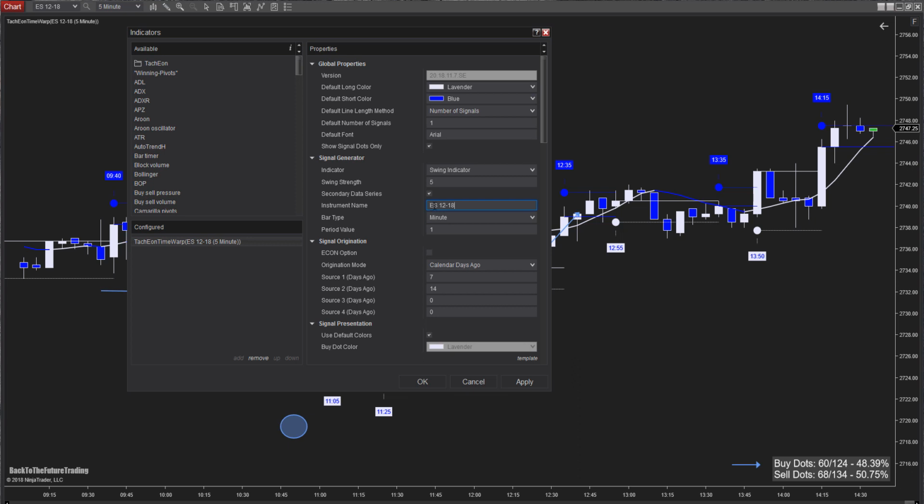In this particular case, I could leave it on ES 1218. It will come up there by default. And instead of a minute value of 1, I can change it to a minute value of, let's say, 10 for kicks and giggles. So we can apply a 10-minute signal to our 5-minute chart.